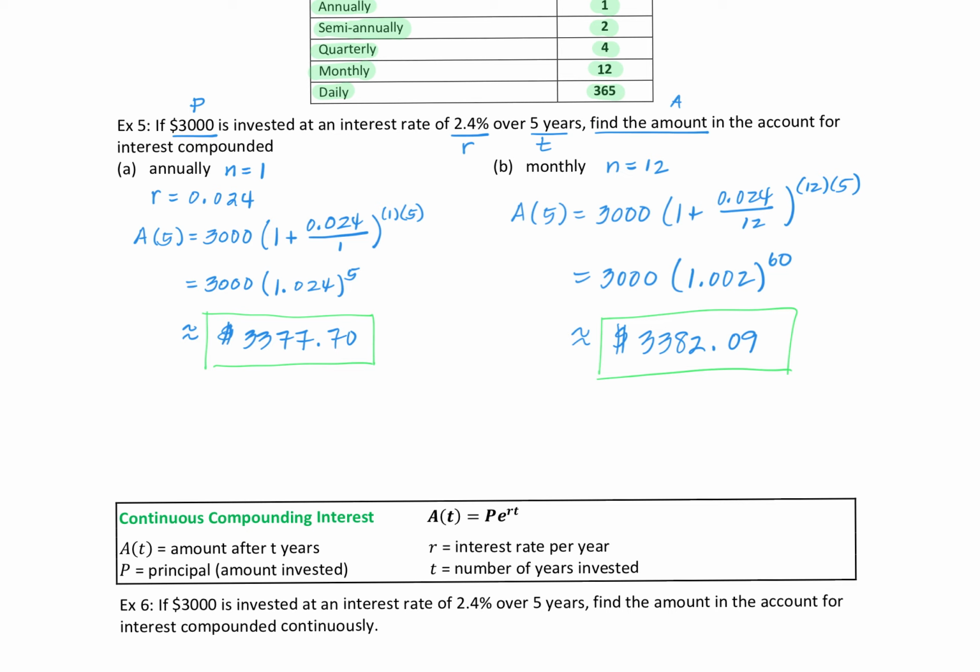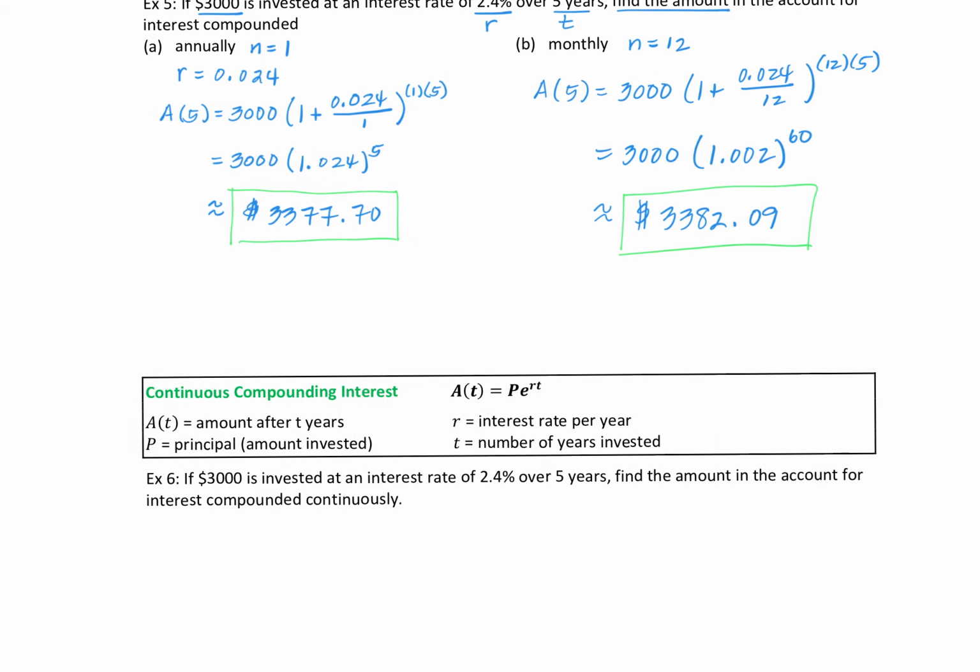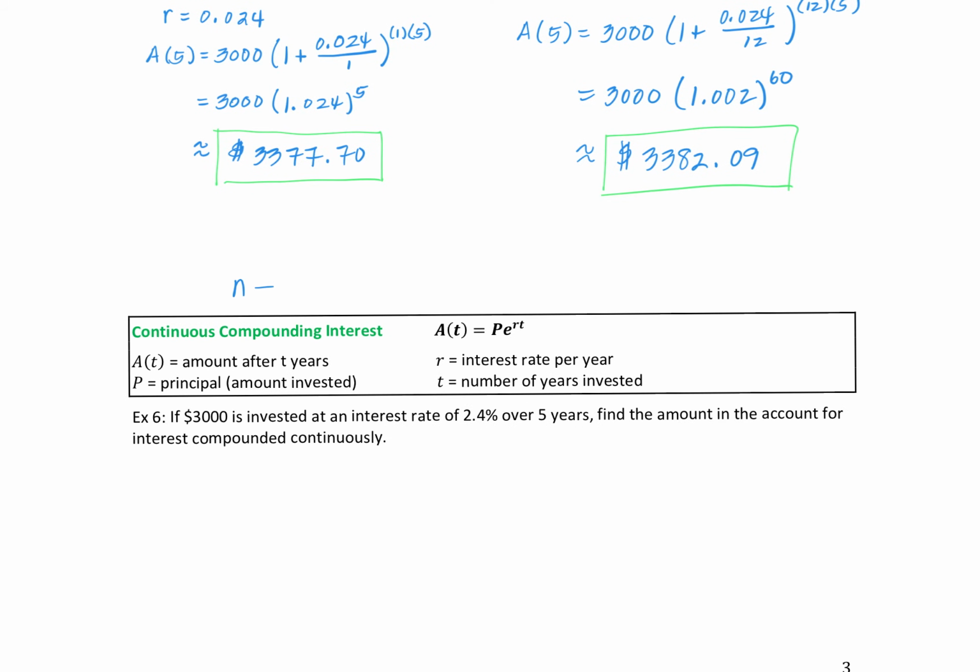Now, what happens if n gets larger and larger and larger, and that n value gets closer and closer to infinity? That leads us to our last formula that we're going to talk about here, and that would be our continuous compounding interest. So remember when I said base E is a continuous growth, it's a growth in nature, but it also models continuous interest.